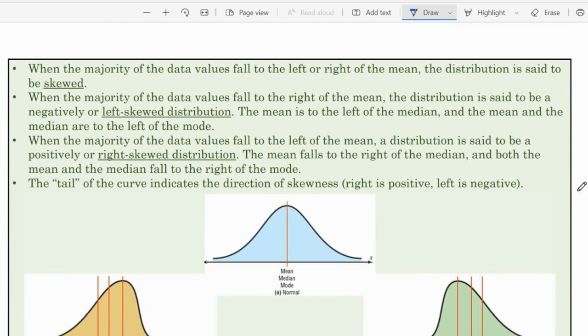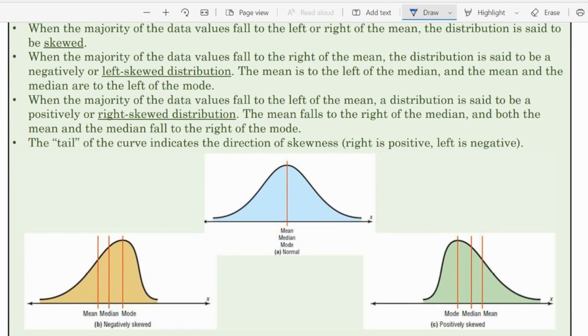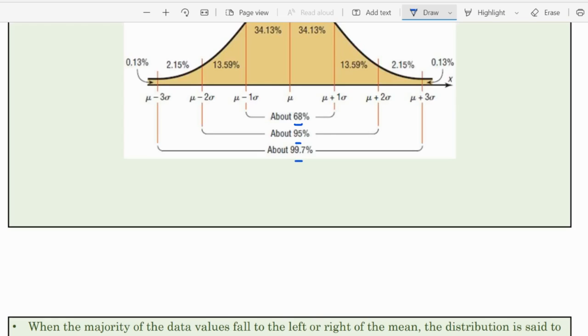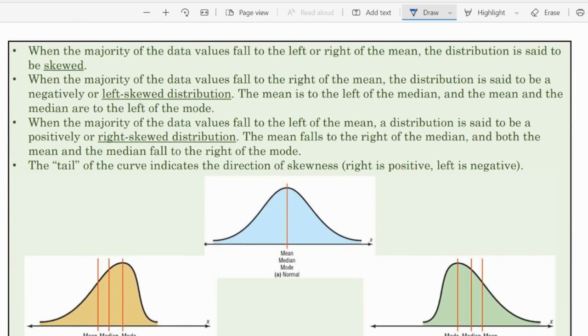Now, when the majority of the data values fall to the left or the right of the mean, the distribution is said to be skewed. So if you've got more on the left side of the center, then your distribution is skewed. So if we look at something like this, if you have most of the values on the right side, it could look something like this. It shouldn't touch, but it's kind of smushy there.